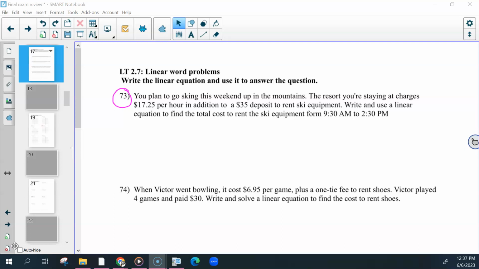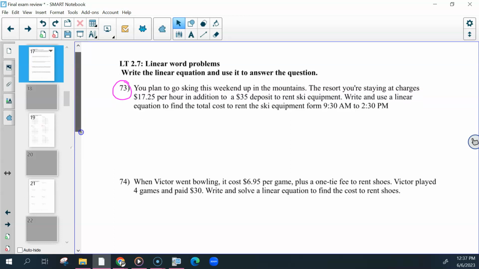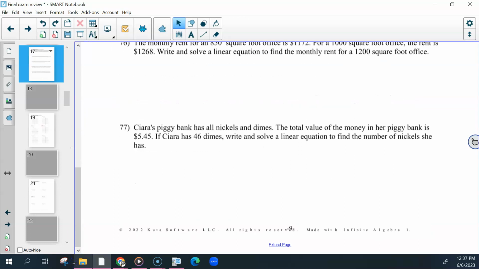So we are going to do 77 on the word problems page and then move on. 77. Because the other ones are similar, and we did 76.